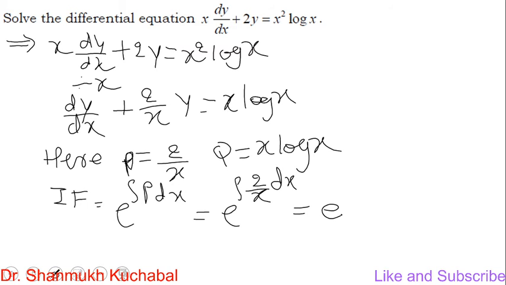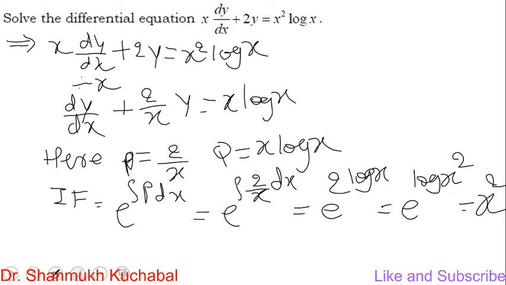So e as it is, 2 as it is, and the integration of 1 by x is log x. Using a property of logarithm, I can write 2 log x as log of x square. As I have mentioned in a previous example, e raised to log of f of x is always f of x. Therefore we get x square here.